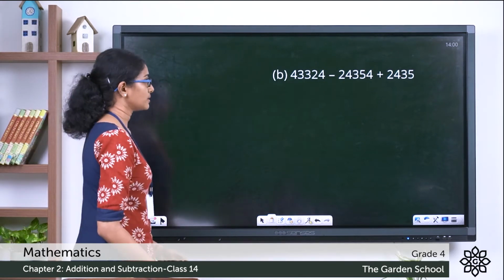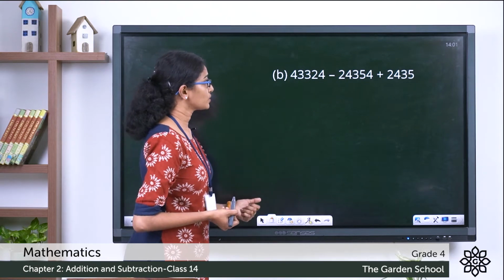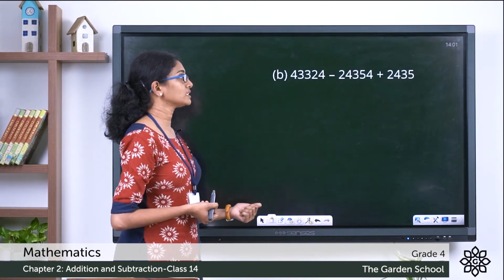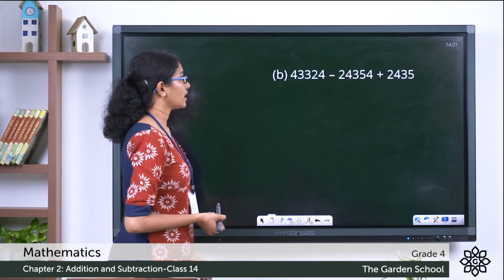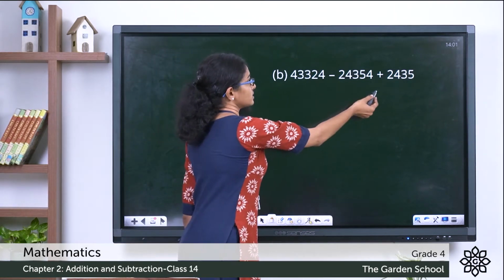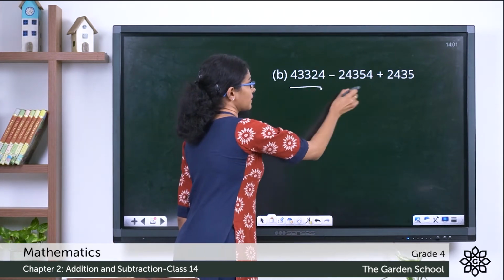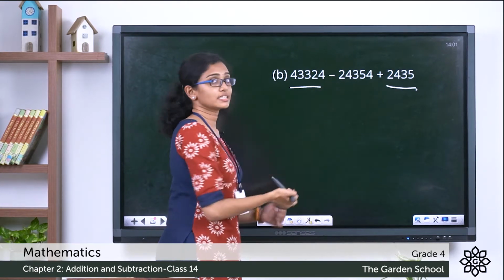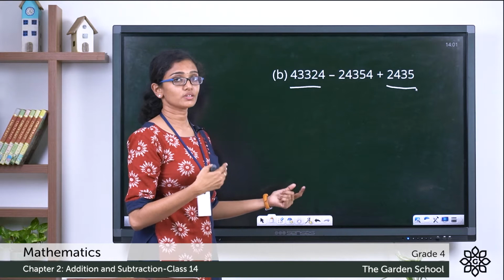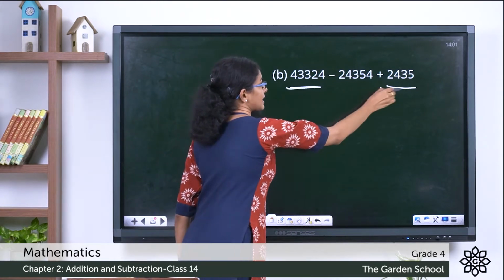Now question B. 43,324 minus 24,354 plus 2,435. So here again you have the subtraction and you have the addition. Let's do the addition part first. Make sure you don't take this number because it has a minus symbol in front of it. So that is the subtraction part. Make sure you are taking only the addends here.